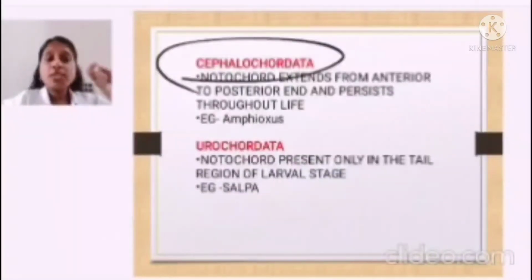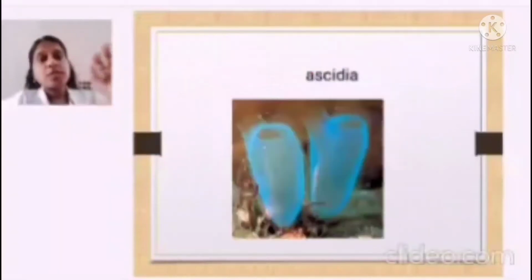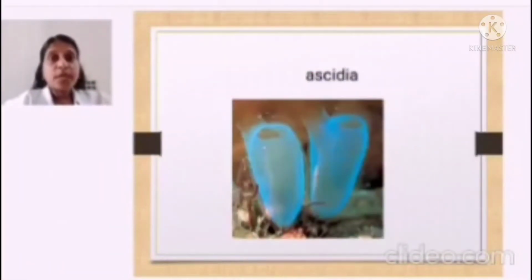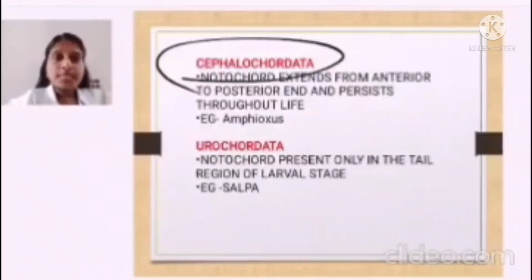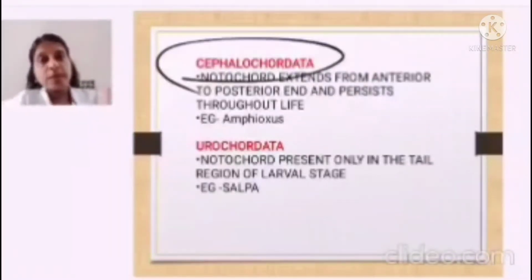Urochordata. In these chordates, the notochord is present, not like non-chordates, which do not have a notochord. Here they have the notochord, but only in the tail region, and that too in the larval stage, not throughout life. During the larval stage, on the tail region, the notochord is seen. So this is the example for urochordata, where the notochord is seen during the larval stages. Example given: Salpa. Okay, now moving on to vertebrata.